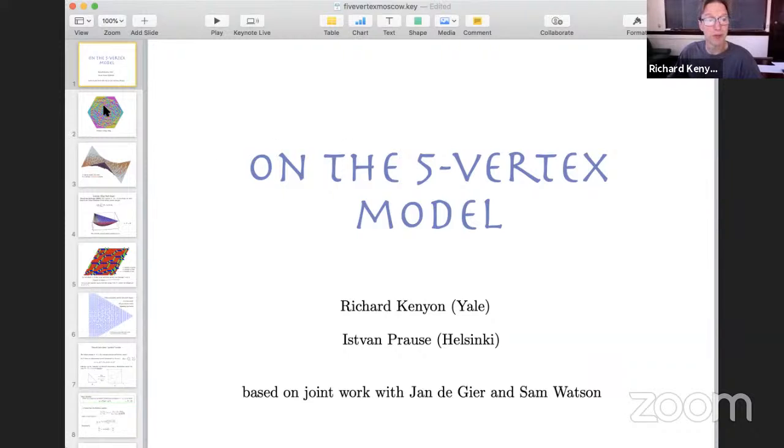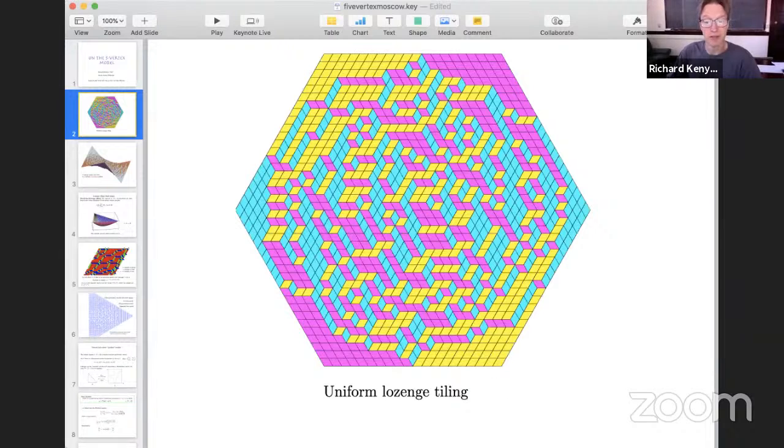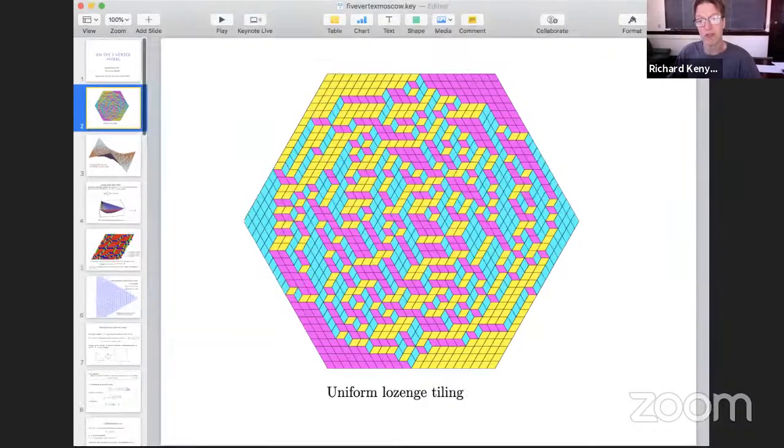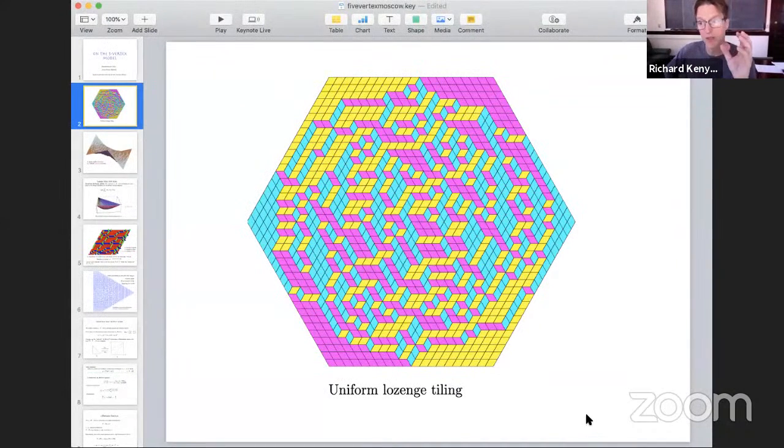And I guess the starting point is the dimer model, the uniform lozenge tiling model. So a lozenge tiling is a tiling of a region in the plane, the hexagon, with these three orientations of tiles, the yellow, the blue, and the pink, which are just 60 degree rhombi. And of course you take a random tiling and you can think of it as a projection of a three-dimensional object, a two-dimensional surface in R3.